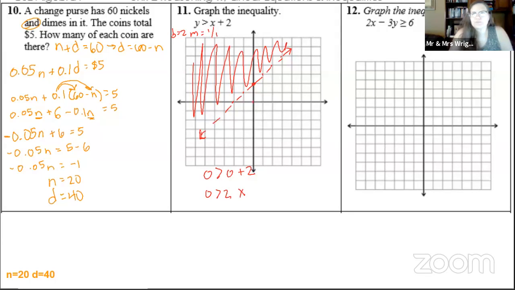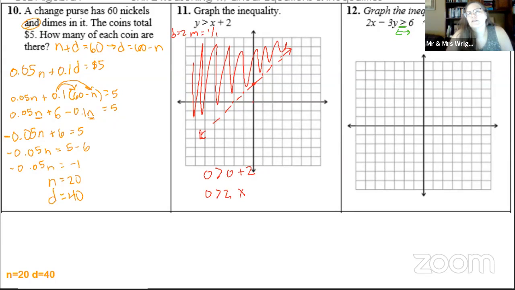All right, so here we're going to graph this inequality as well. And we have 2x minus 3y is greater than or equal to 6. In this case, we're going to have a solid line because of that equal sign right there underneath it, instead of the dash line like we had on the last one.